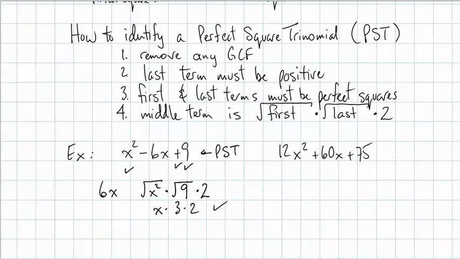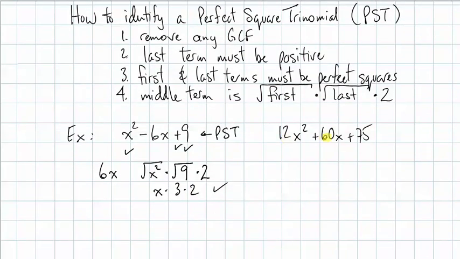All right, let's look at this last one. 12, 60, and 75. I have a common factor this time that I need to remove. Step 1, always try to remove any common factors. So what I'm going to do here is I'm going to remove 3. I write the remainder.